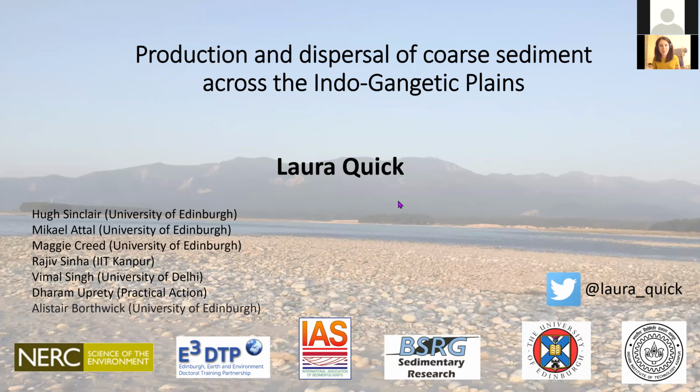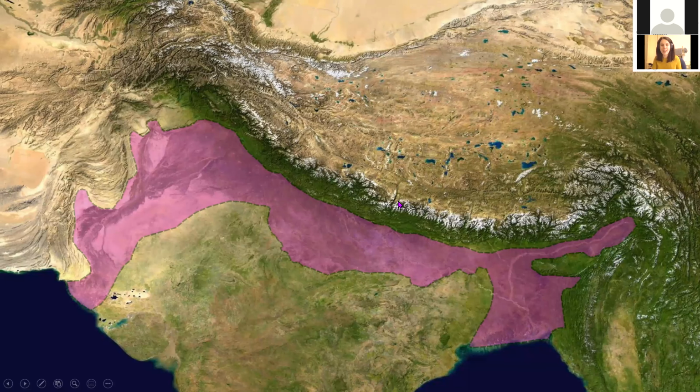I guess to begin, where is the Indo-Gangetic Plain? So it's positioned just here, represented by this sort of pink blob, which is just in front of the Himalayan mountain range.